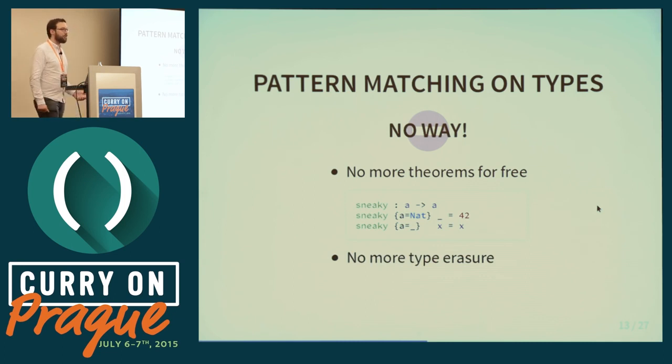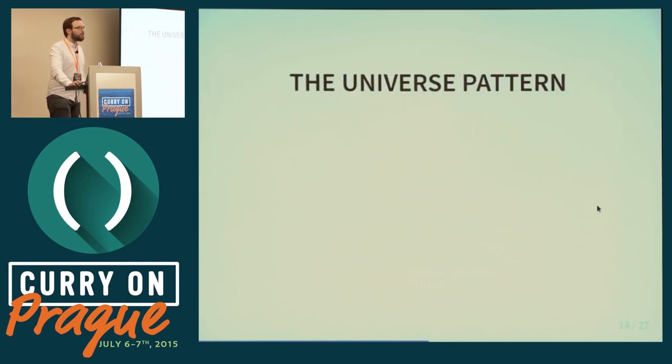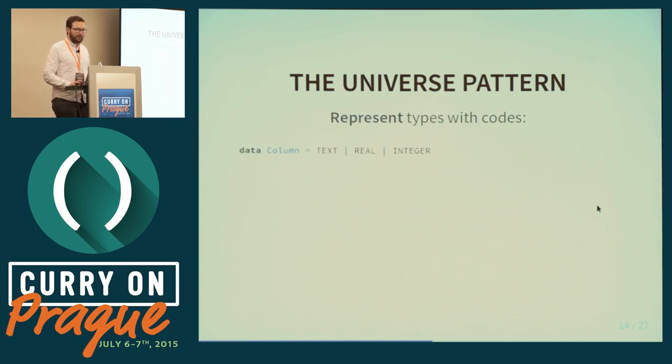Additionally, type erasure goes away. Right? If I'm going to be case splitting on the type, then at runtime, I need to actually check what type this thing has. And that means we need to have some runtime representation of types. And this is pretty painful when your types can be pretty big. So the universe pattern is a way of solving this. If you need to pattern match on types in some particular domain, how do you do it?